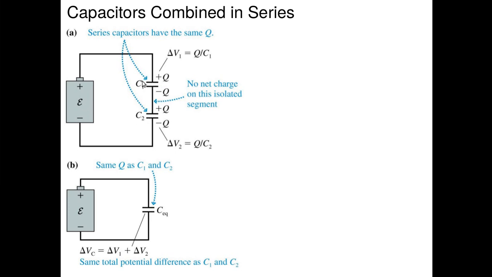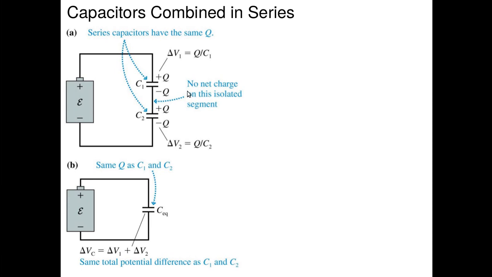Charge is conserved. There's a net positive charge here, a net negative charge here. There's no net charge in this location, but it's been displaced. So Q for C1 is equal to Q of C2. So they have the same Q. Okay, so that is Q total. Q1 equals Q2, which is equal to Q total. So there's no change in charge in this system.